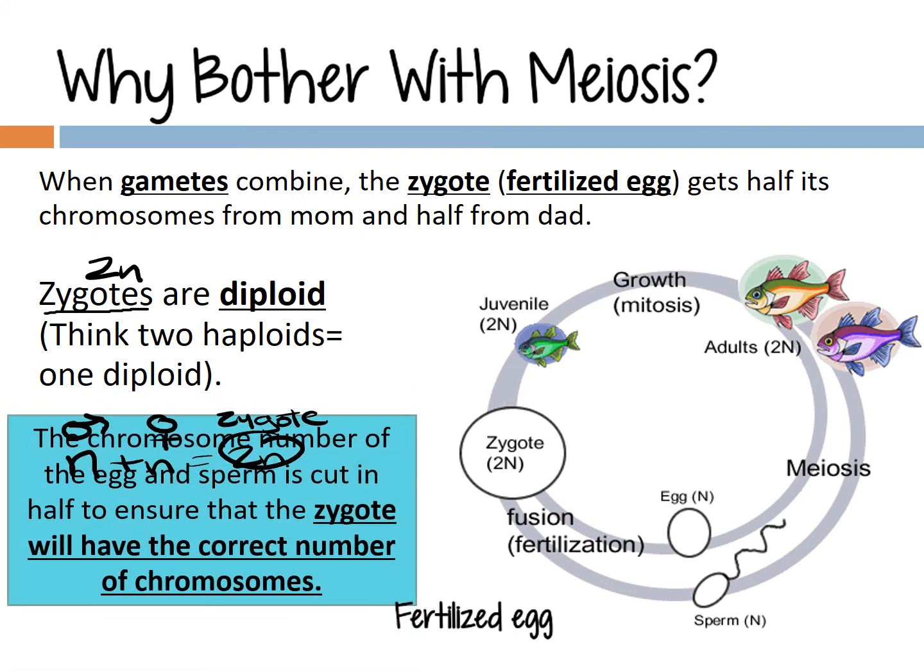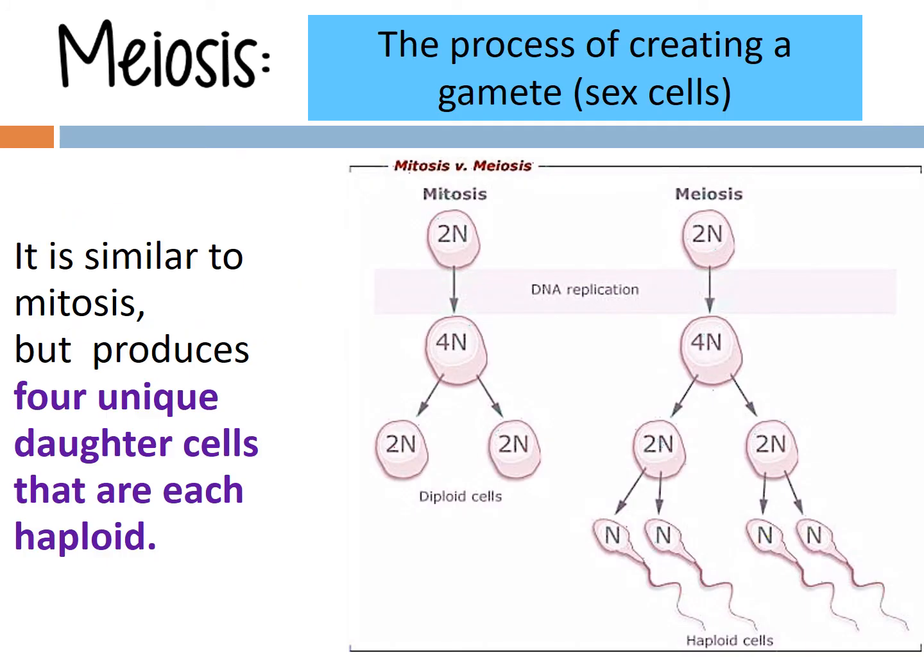Whoops, let me erase that. Okay, so the chromosome number of the egg and sperm is cut in half to ensure that the zygote will have the correct number of chromosomes, because there are issues that we're going to run into, genetic disorders and conditions, when the chromosome number is messed up due to meiosis occurring incorrectly. So this is your fertilized egg.